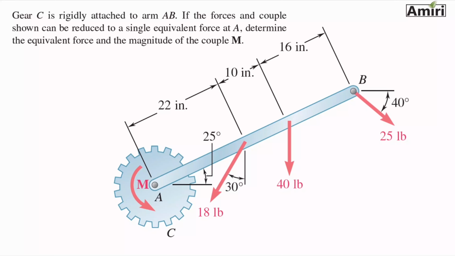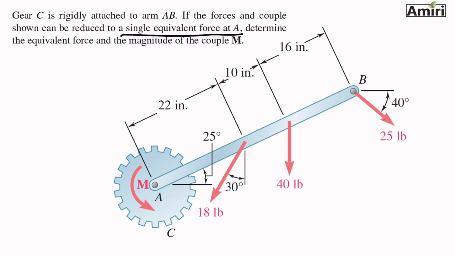Let's look at another problem in the moment of forces and couple moment and equivalent system. Gear C is rigidly attached to arm AB. So that means when forces are applied to the arm, it's not just going to freely rotate. It creates a moment. They move together. Gear C and arm AB are moving together. That's what it means. If the forces and couple shown can be reduced to a single equivalent force at A, determine the equivalent force and the magnitude of the couple M.